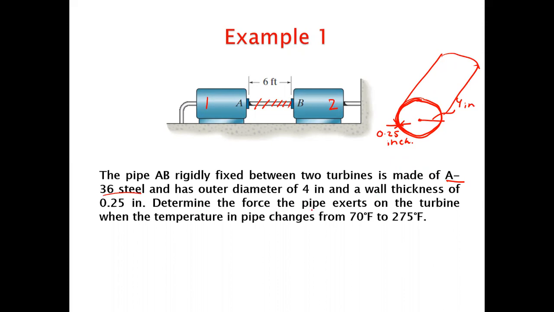Determine the force the pipe exerts on a turbine when the temperature in the pipe changes from 70 Fahrenheit to 275 Fahrenheit. So this is the initial temperature, this is the final temperature. First of all, we have to know what things are given. Then we will proceed accordingly.